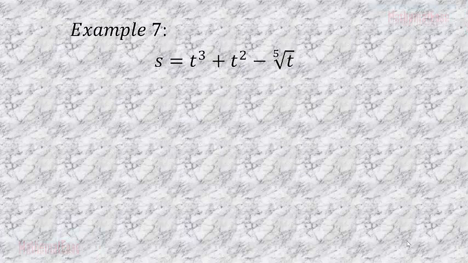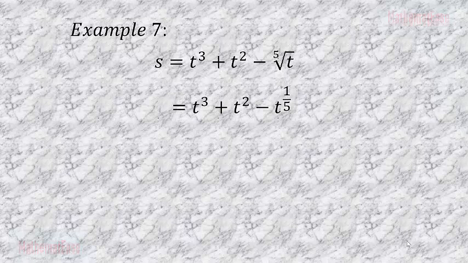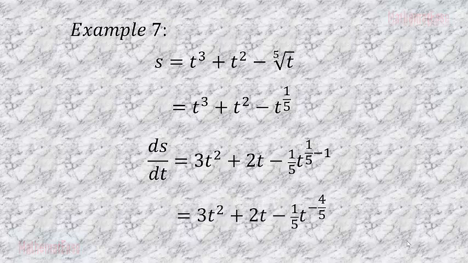Example 7. s is equal to t raised to power 3 plus t raised to power 2 minus 5th root of t. We can rewrite this question as t raised to power 3 plus t squared minus t raised to power 1 over 5. To differentiate this one, we have ds/dt. So ds/dt will give us 3t squared plus 2t minus 1 over 5 t raised to 1 over 5 minus 1, which will eventually give us 3t squared plus 2t minus 1 over 5 t raised to minus 4 over 5.